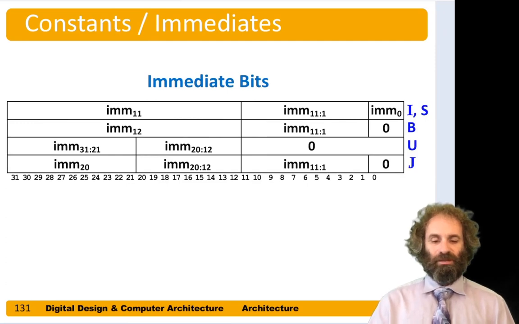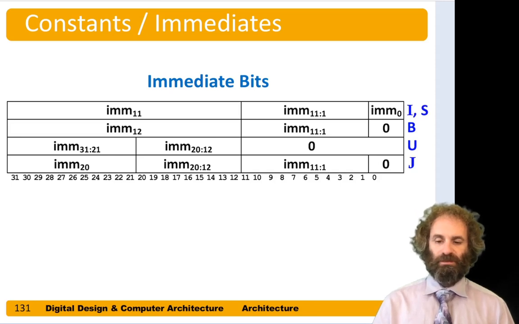So the immediates seem to have a really funny order when we looked at them in the instruction, but if we look at them in a different way, they make more sense. Let's take a look at it from the hardware point of view. An I or S-type instruction takes a 12-bit immediate and then sign extends that immediate into the upper bits.